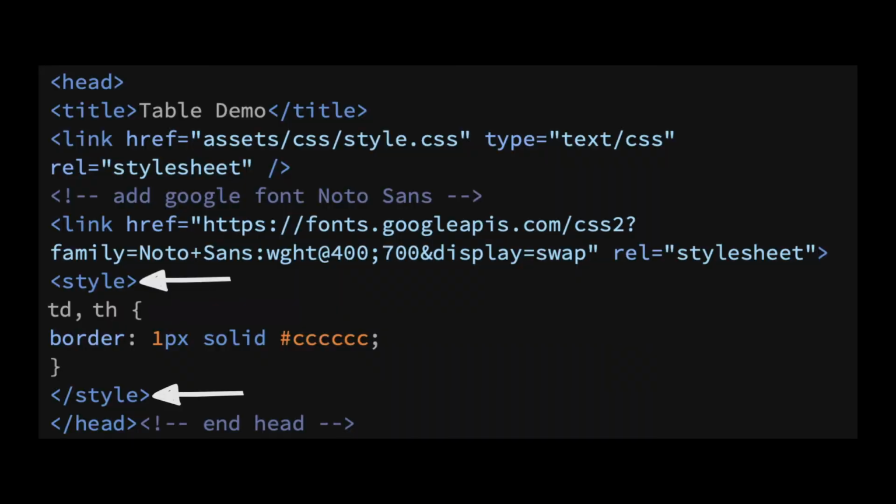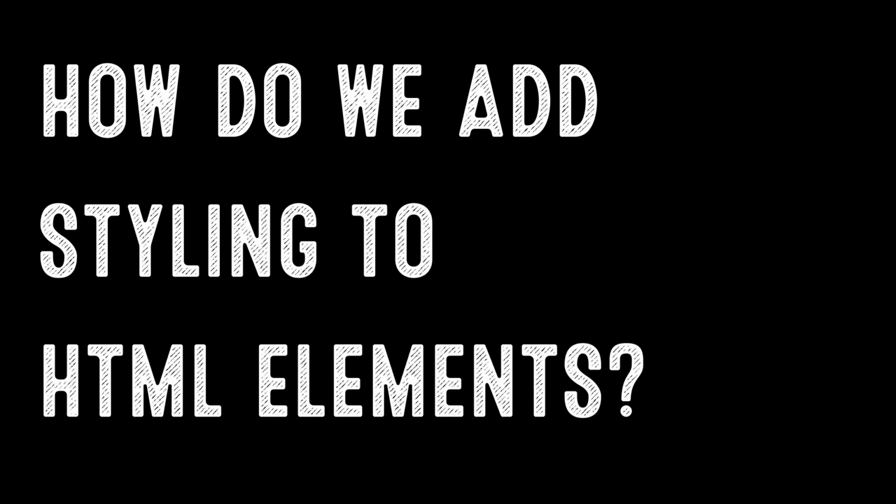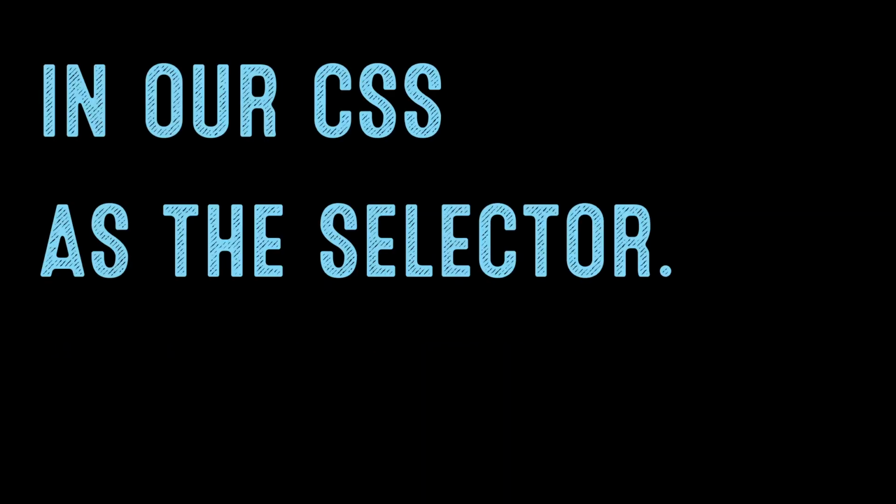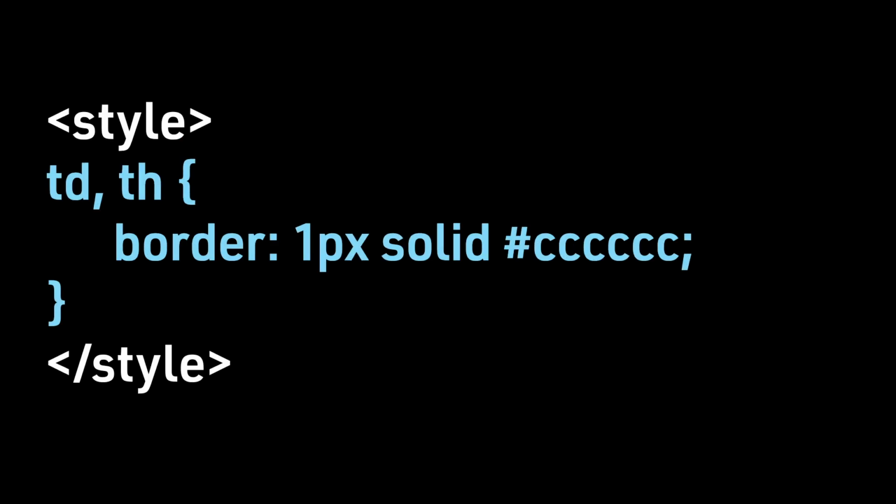Here is our example. How do we add styling to HTML elements? We identify the HTML element we are targeting in our CSS as the selector. So in this case, the table data and table header are the HTML elements we are targeting. When targeting more than one HTML element with the same style, we use a comma to separate them.